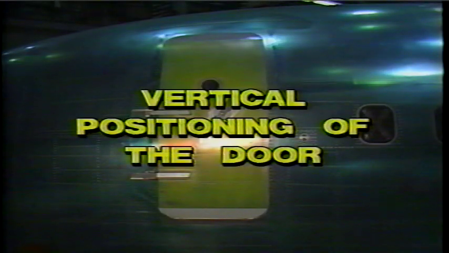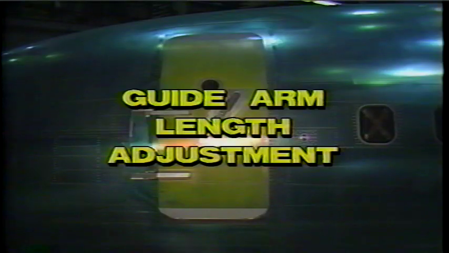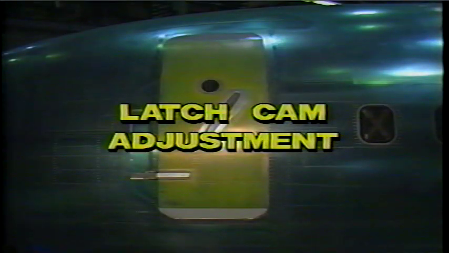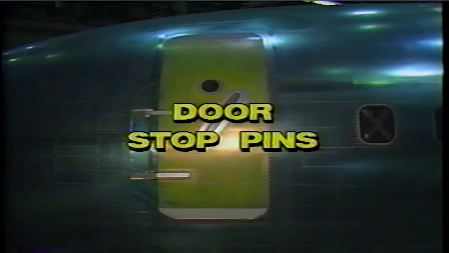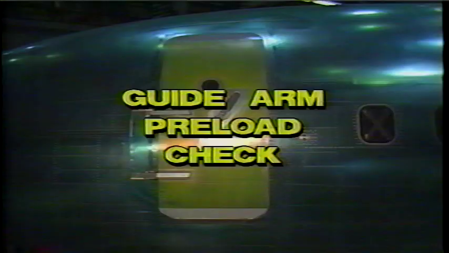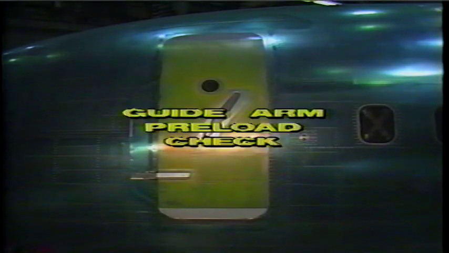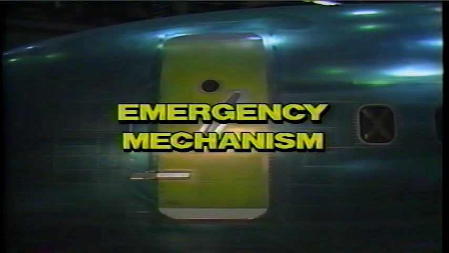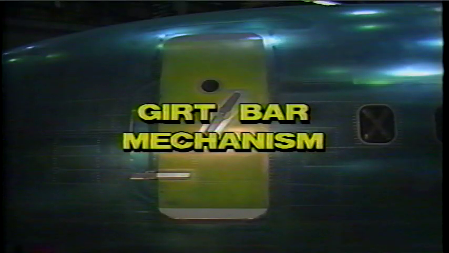The adjustment procedure can be divided into 8 major steps: vertical positioning of the door, guide arm length adjustment, forward and aft positioning of the latch torque tubes, latch cam adjustment, door stop pins, upper and lower gate adjustment, centering guide, and guide arm preload check. 3 additional adjustments include the exterior handle mechanism, the emergency mechanism, and the girt bar mechanism.